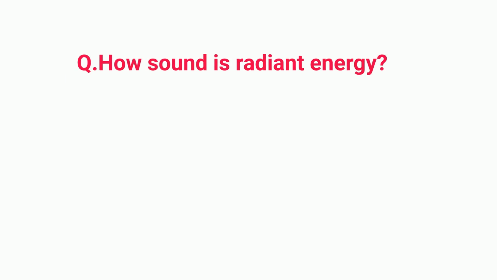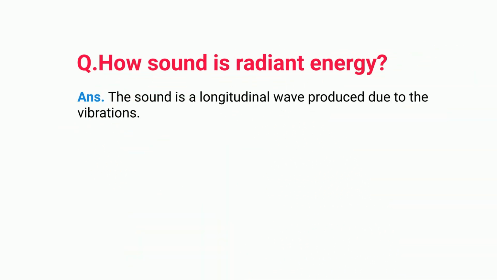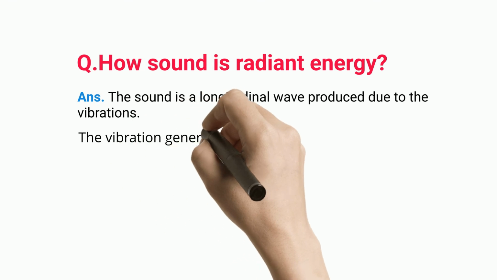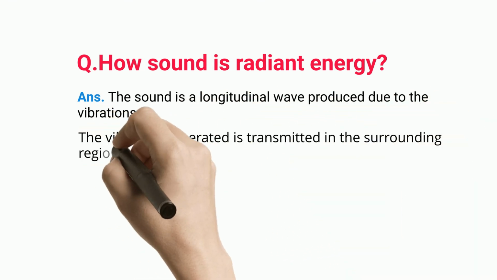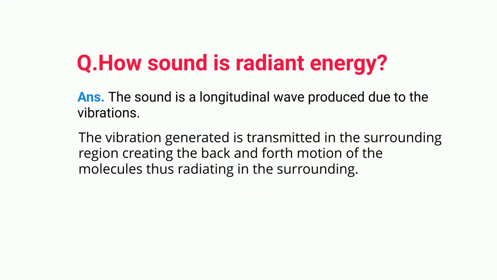How is sound radiant energy? The sound is a longitudinal wave produced due to the vibrations. The vibration generated is transmitted in the surrounding region, creating the back and forth motion of the molecules, thus radiating in the surrounding.